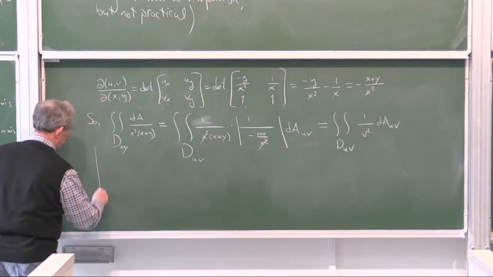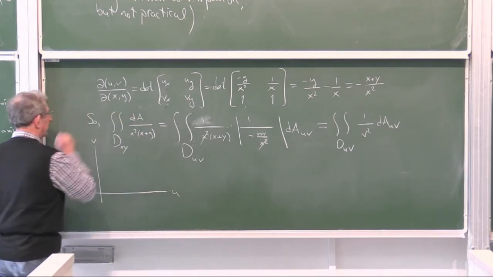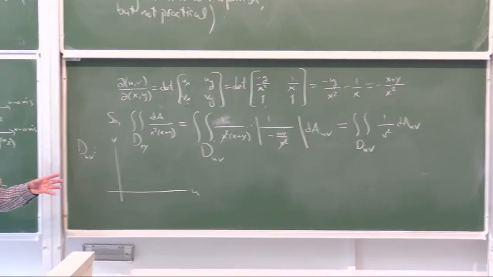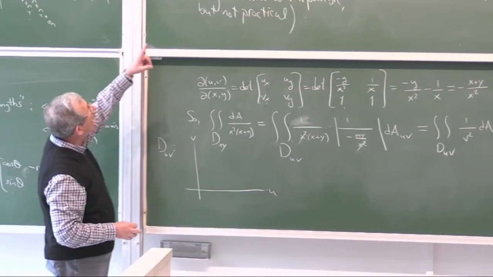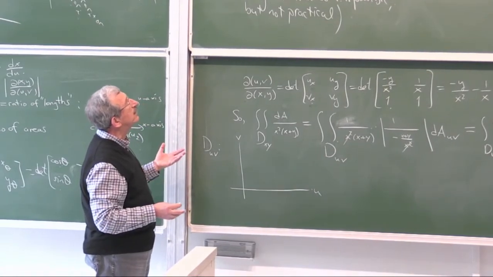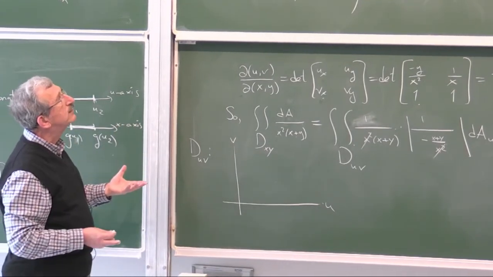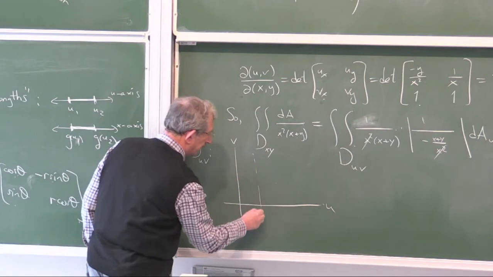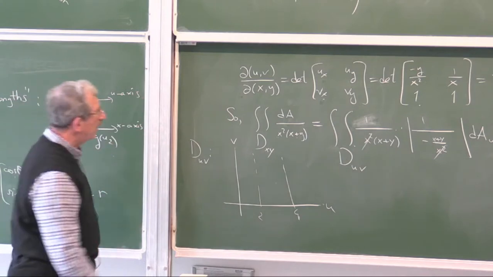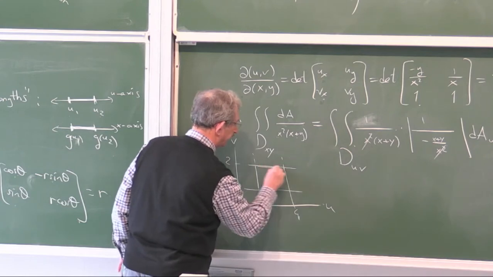Now, what is the region in the uv system? To find this, we go back to the original region, which is clearly telling us that y over x changed from 2 to 4, but y over x is u. So u changed from 2 up to 4. And the other one, that is x plus y, changed from 1 to 2. So it becomes this rectangle.